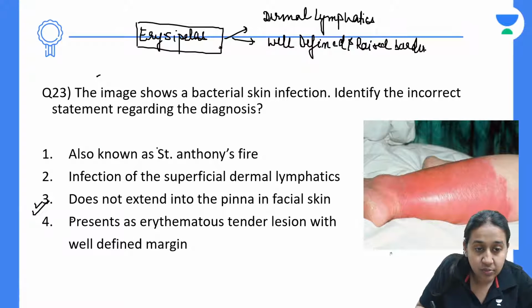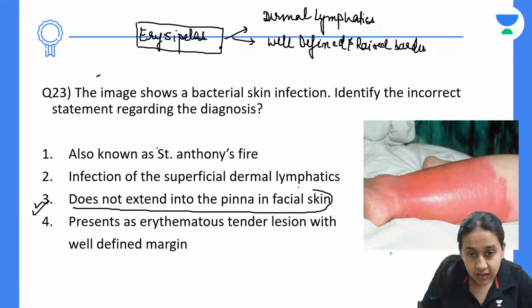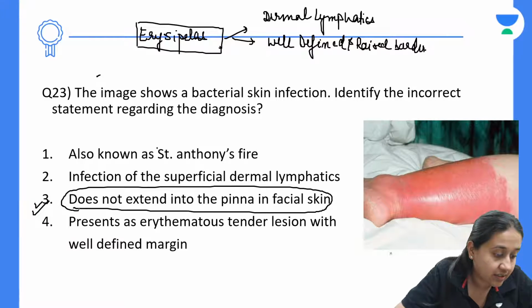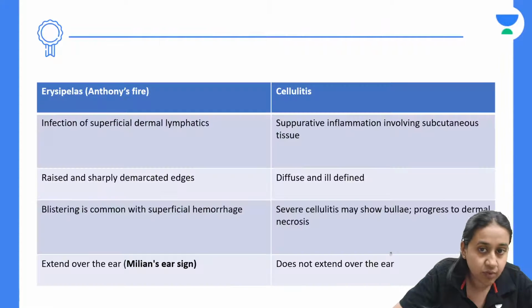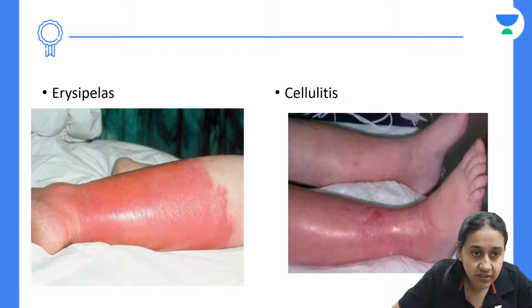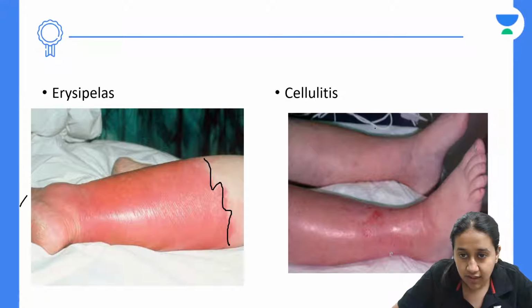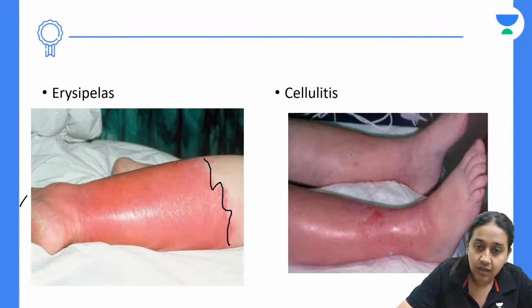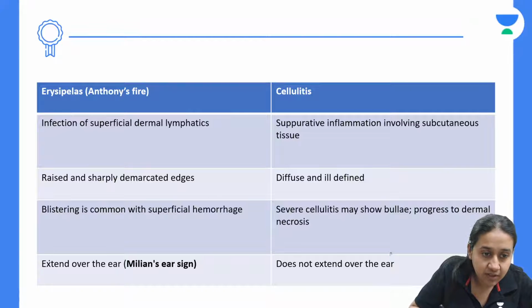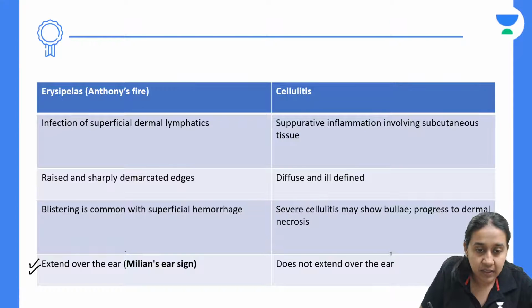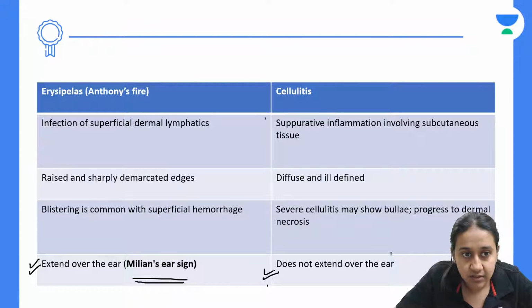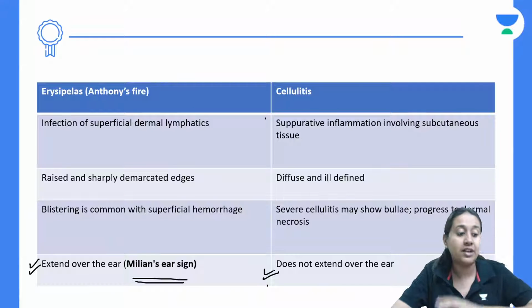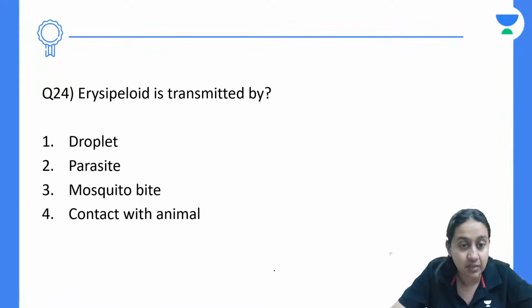So option number 3 becomes incorrect here. Is that clear to all of you? This is the difference. Erysipelas has a very well defined border, while cellulitis has an ill defined border. Involvement of the ear, seen in erysipelas, is known as the Milian ear sign, but cellulitis does not involve the ear. That is a very important difference which helps us differentiate cellulitis of the face from erysipelas.